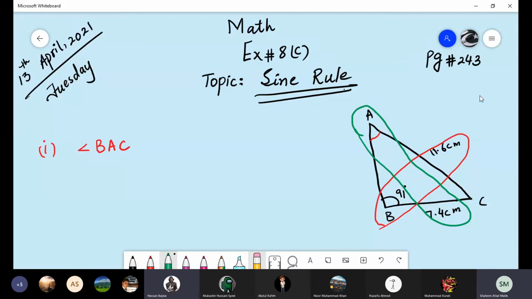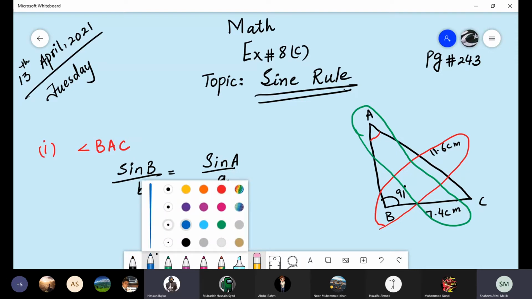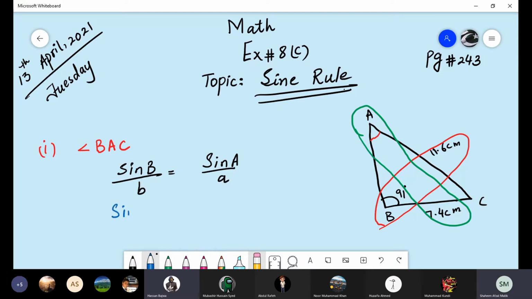How will we write? We will start from the given angle. So which one is the given one? Sin B over b. We will write it as sin B over b is equal to sin A over a. Substitute the values, Hassan. Sin 91 degrees divided by 11.6 is equal to sin A over 7.4.